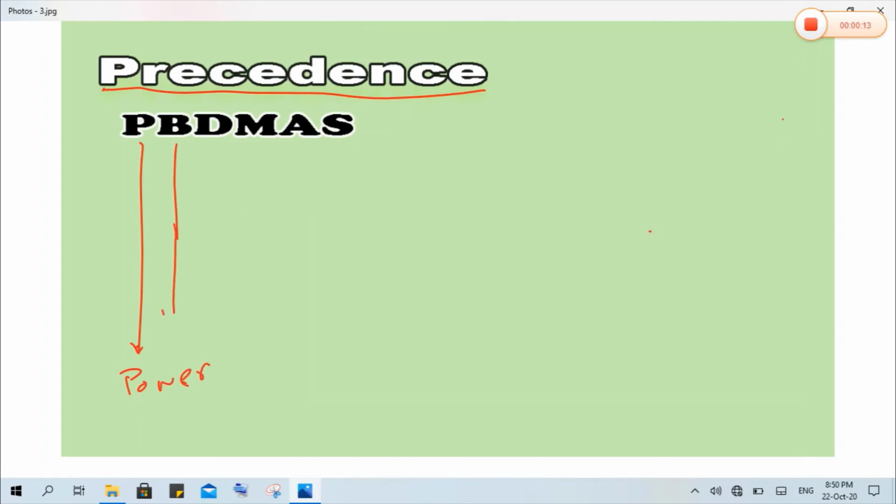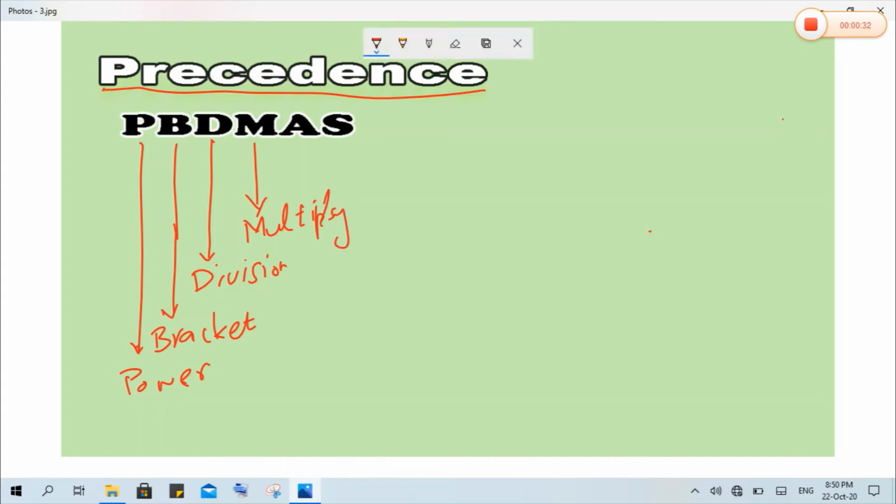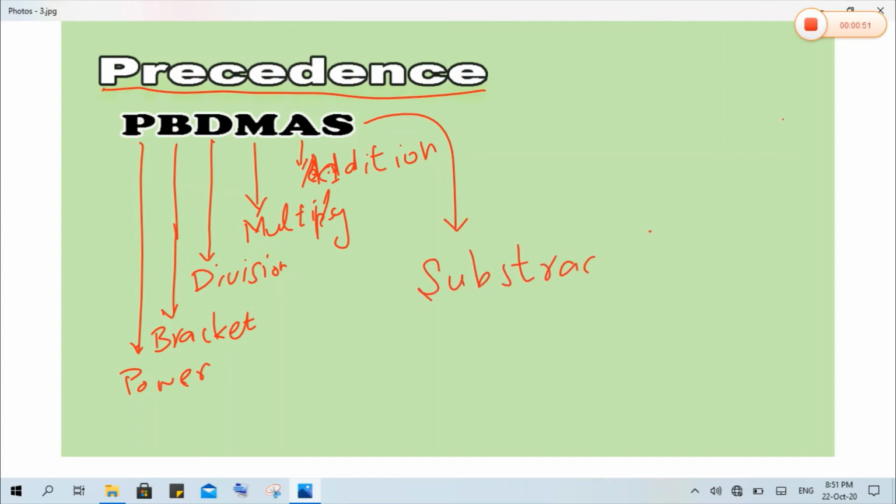Power, bracket, division, multiplication or multiply, addition, and the last one subtraction. This rule is used in algebra.